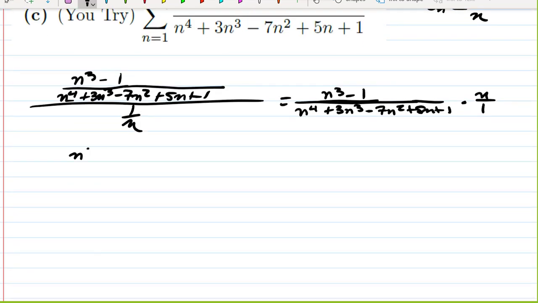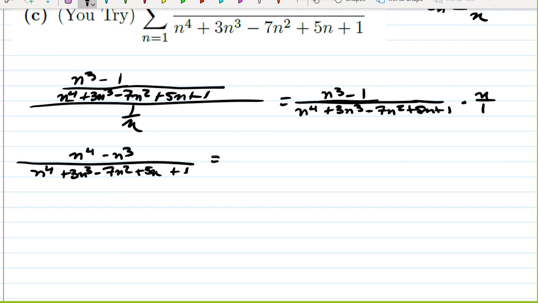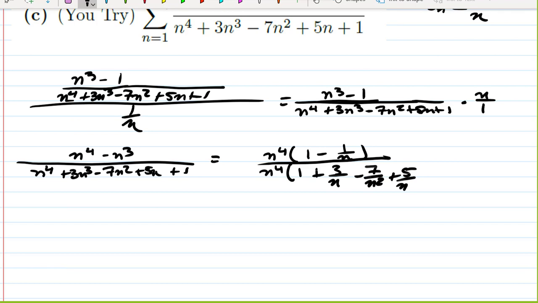Finally, putting all that in, we get n^4 minus n over n^4 plus 3n cubed minus 7n squared plus 5n plus 1. And these guys have the same degree, n^4. So finally, we can factor out that 4th degree, and that leaves n^4 times 1 minus 1 over n^3. And then factoring the n^4 out of the denominator gives us 1 plus 3 over n minus 7 over n squared plus 5 over n cubed plus 1 over n^4.